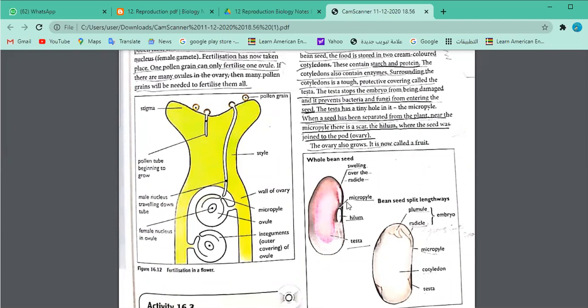And what is the hilum or micropyle? You remember, what was the function of this? Here is the micropyle, okay? And what is the hilum? So now compare these two figures. From where is this part coming, what do you think?